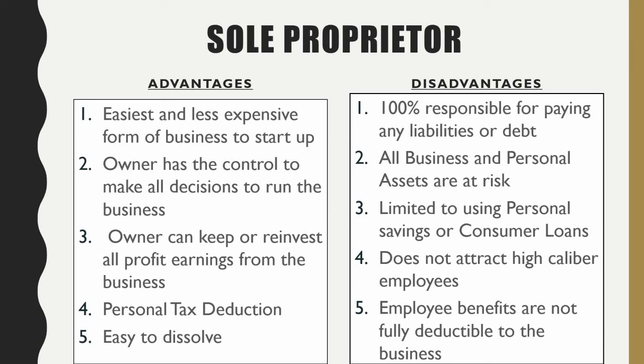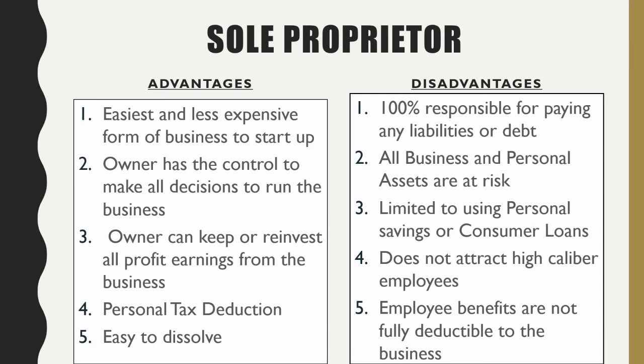Fourth is going to be personal tax deductions, because you are the sole proprietor and the business is one. You get to write off personal taxes for your business. Okay. And then lastly, it is very easy to dissolve.